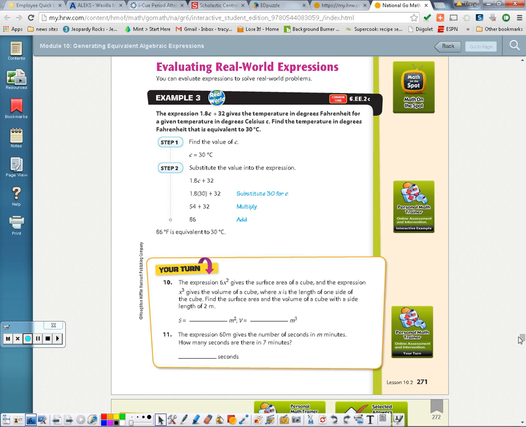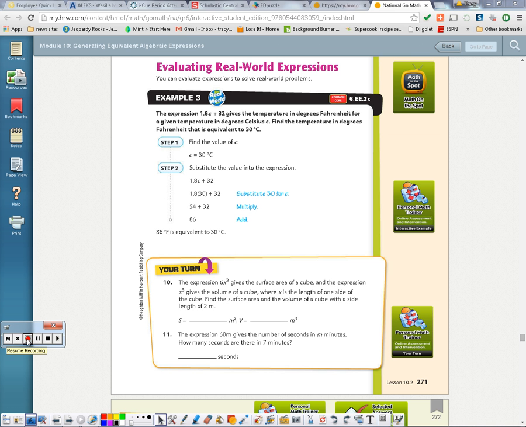So, evaluating real world expressions. You can evaluate expressions to solve real world problems. So, the expression 1.8C plus 32 gives the temperature in degrees Fahrenheit for a given temperature in degrees Celsius. Find the temperature in degrees Fahrenheit that is equivalent to 30 degrees Celsius.